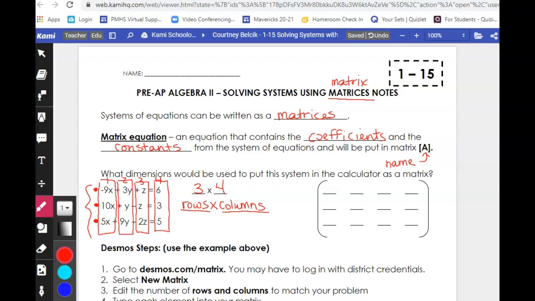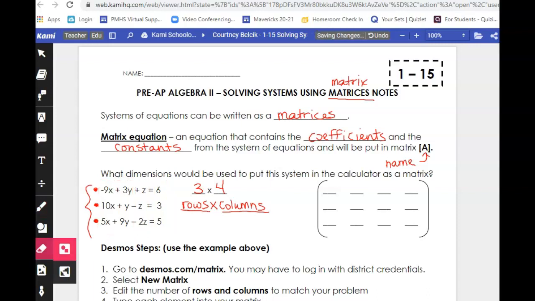Now, all of the writing that I have here is going to kind of get in the way, so I'm going to go ahead and erase it, but it's important to know that dimensions are always the number of rows by the number of columns. This happens to be 3 rows and 4 columns, so this is a 3 by 4 matrix. So let me go ahead and erase this up here so that it doesn't get in the way of what we're doing today.